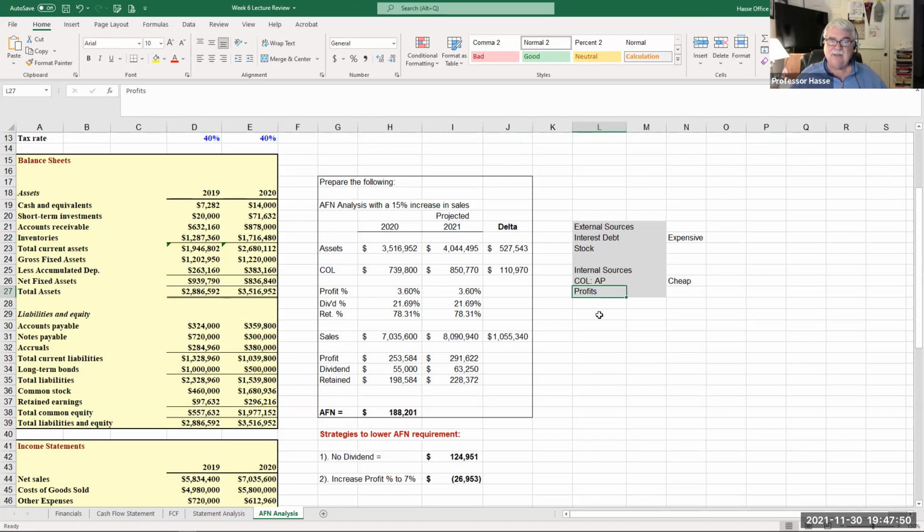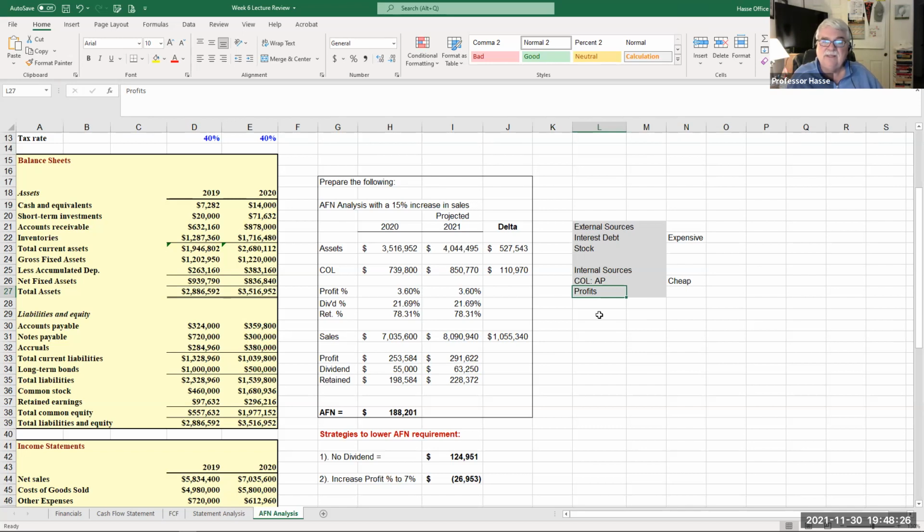So if this company is operating at full capacity, and they expect, by their marketing and their analysis of their industry, that they can increase business by 15% in sales, that means their asset base is going to increase by 15%. So $3,516,000 in 2020, with a projected 15% increase, comes to an asset base of $4,044,000. That's $527,000 of change in assets.